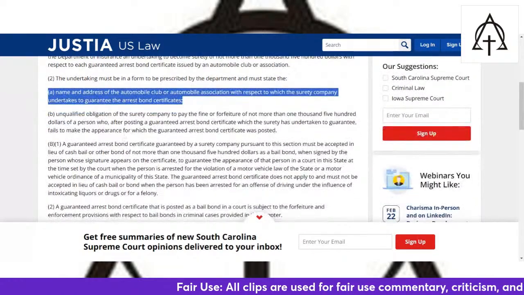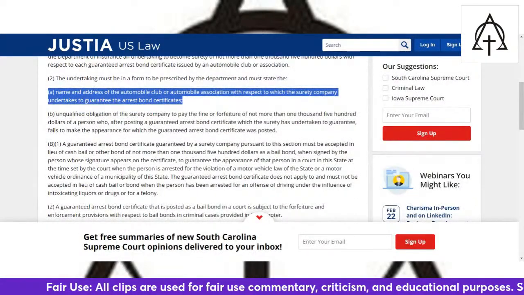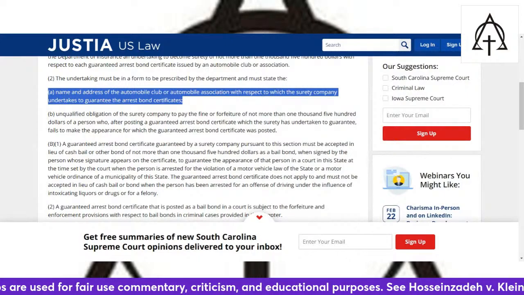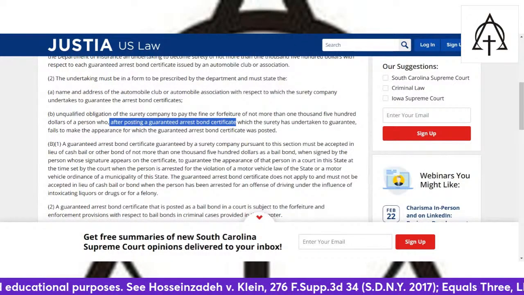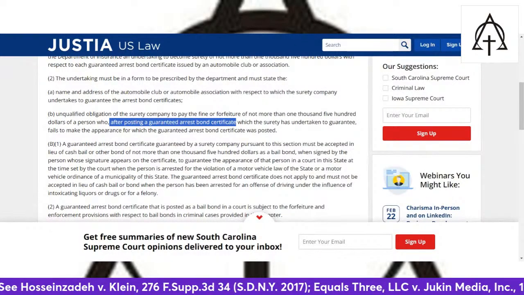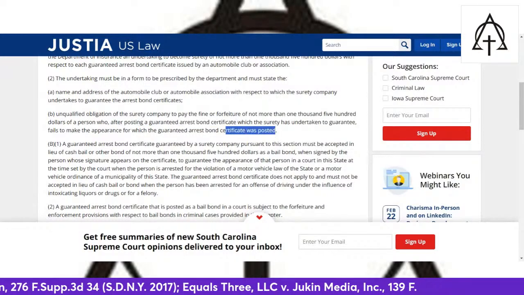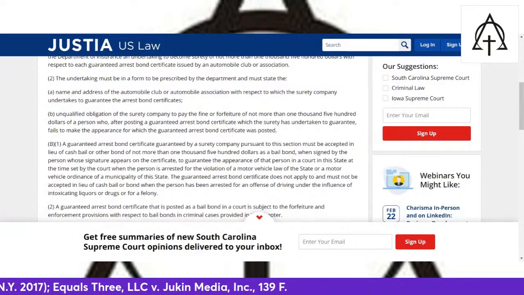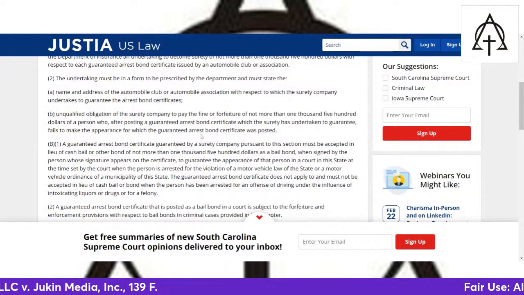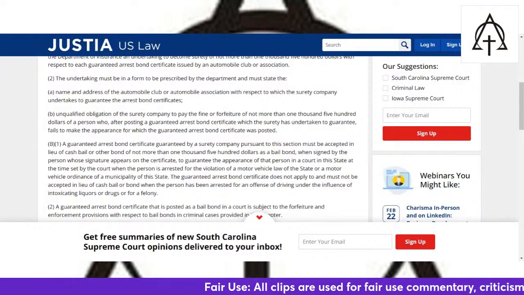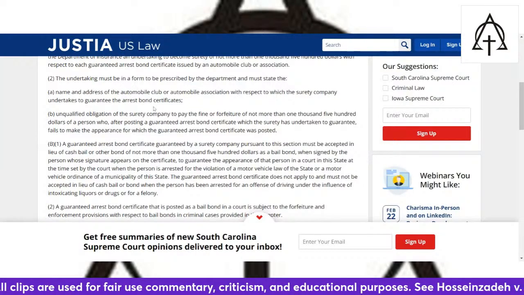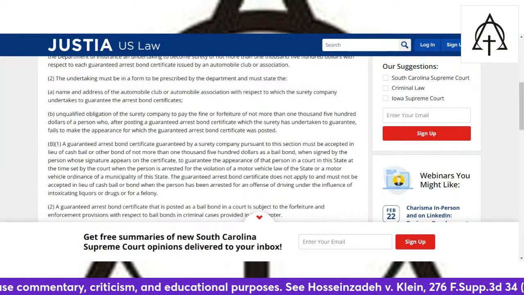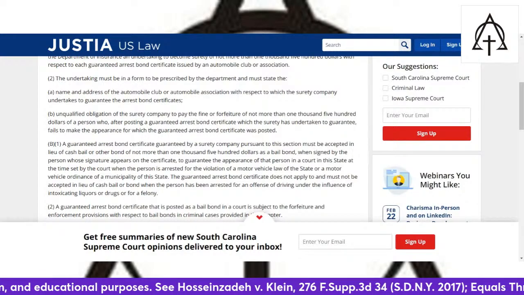Unqualified obligation of the surety company to pay the fine or forfeiture of not more than $1,500 of a person who, after posting a guaranteed arrest bond certificate, which the surety has undertaken to guarantee, fails to make the appearance for which the guaranteed arrest bond certificate was posted. So the surety company is the one that's supposed to pay. You pay the insurance, and then they arrest you alongside the road. Why is the insurance company that undertook the guaranteed arrest bond certificate not taking care of it? Did you make an insurance claim on it?